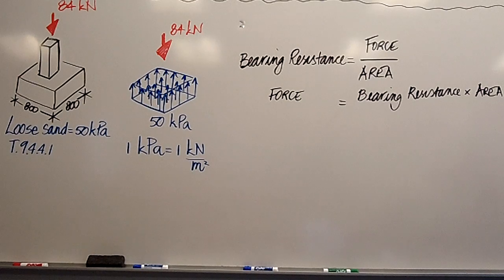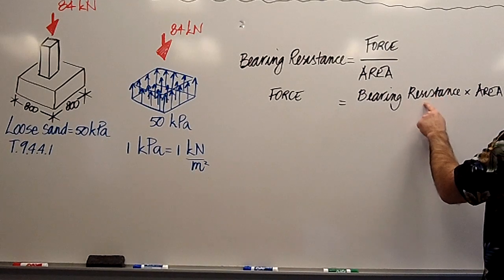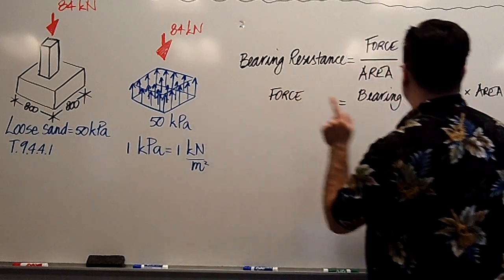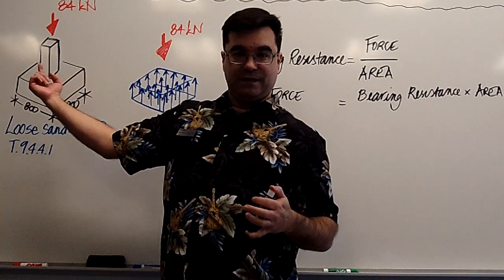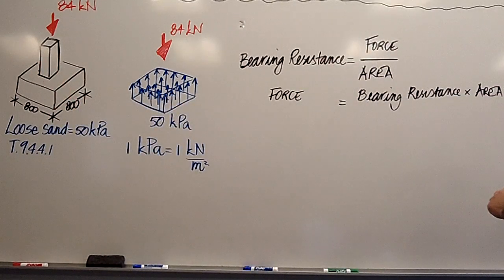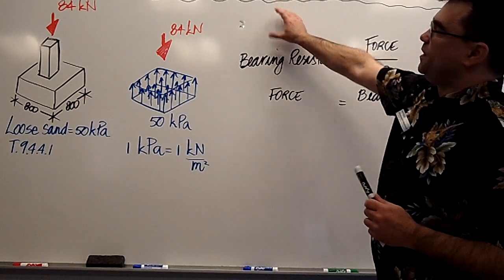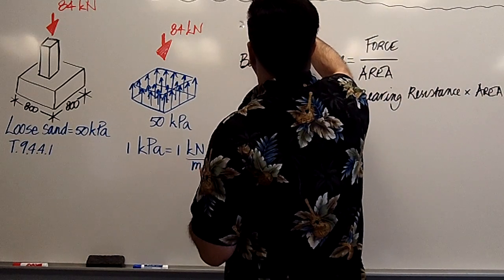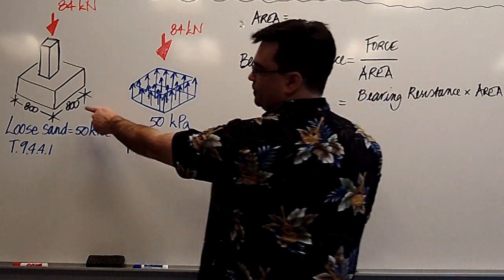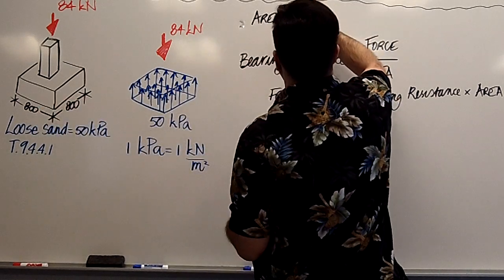Okay? So here's what we're going to do. We're going to put in here the bearing resistance, and we're going to put in here the value of the area. So let's see if I can figure out what the area is. I have a bit of room here. I'll write it up there. Area is 800 millimeters times 800 millimeters.